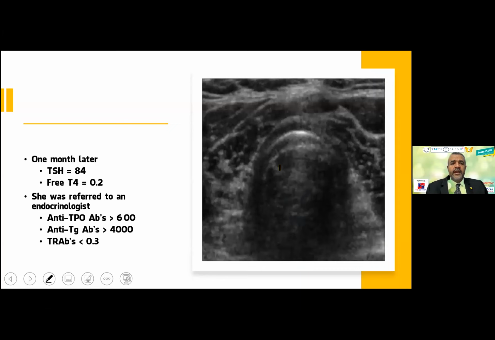One month later, she came back with TSH that is 48 and free T4 that is very low, below normal. She has developed iatrogenic hypothyroidism. At this point, she sought the advice of an endocrinologist. She was ordered anti-TPO antibodies, and this was more than 600. She was ordered anti-TG antibodies, more than 4,000, and the TRAb was less than 0.3. So the picture is consistent with autoimmune thyroiditis, and the TRAb excludes the possibility of Graves' disease.